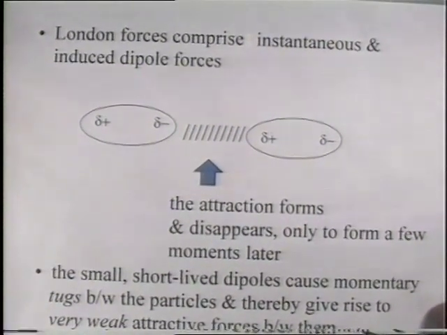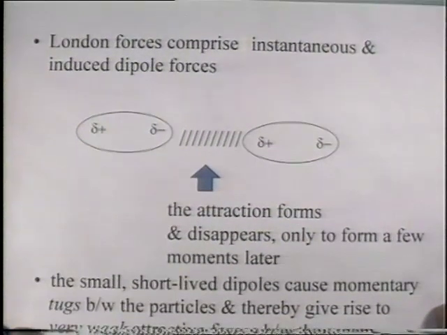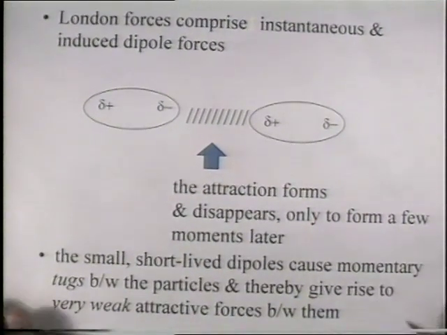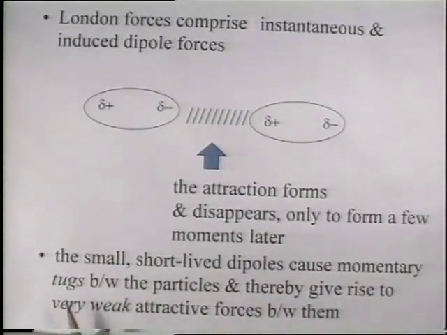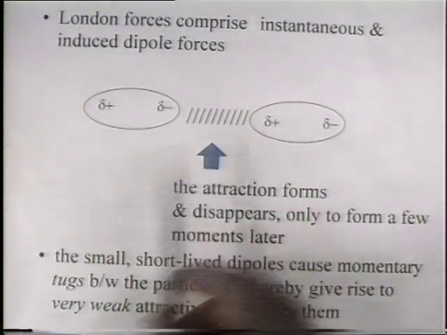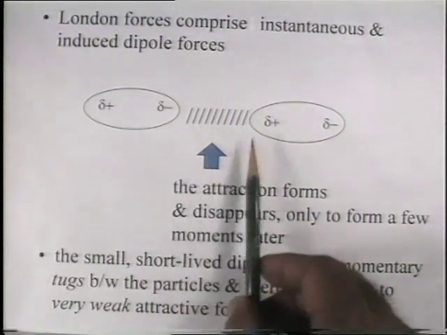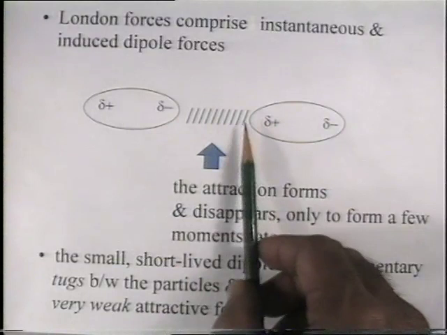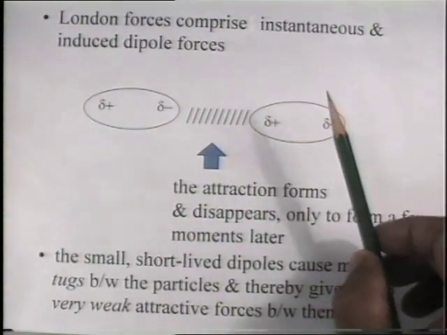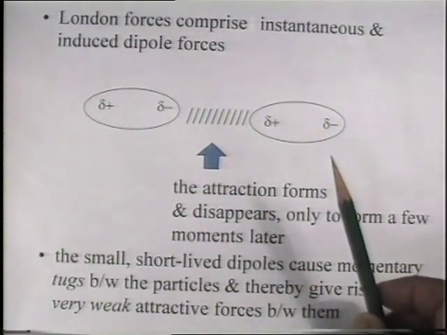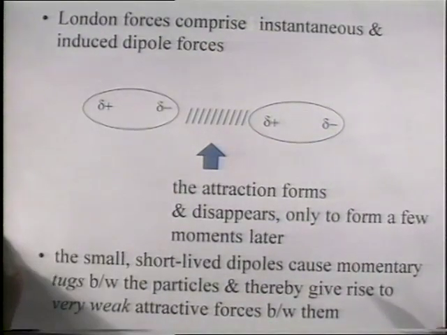So what happens is the small short-lived dipoles cause what we can call momentary tugs, and these are the ones that exist between these dipoles. And note that these sorts of attractive forces are very weak. So the London forces are relatively weak as compared to the first one that we saw.